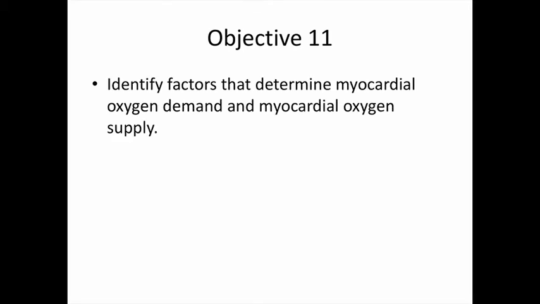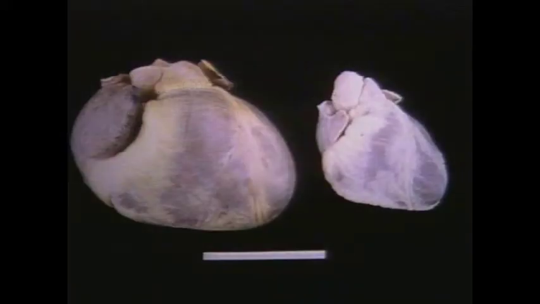To the place where we are going to talk specifically about some pathology, and we're moving into a look at coronary artery disease and myocardial infarction. So we want to start by thinking about factors that determine myocardial oxygen demand and myocardial oxygen supply.